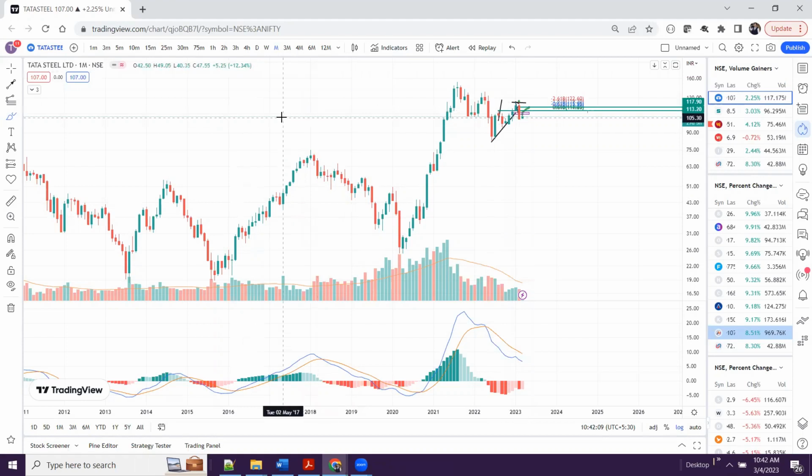How to select a stock for swing trading or intraday trading? This is an important question, and today we are going to answer this question.